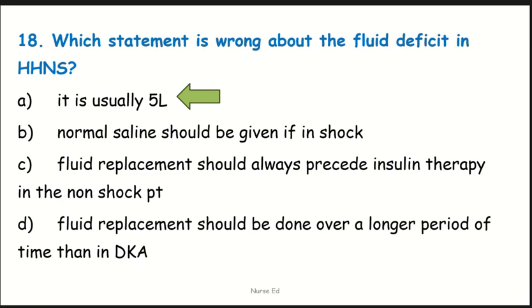Why? Because in diabetic ketoacidosis, the fluid deficit is generally around 6 liters, and in HHNS, the dehydration is more severe, which could be around 9 liters. So this 5 liters can be approximated to DKA fluid loss only. Dehydration in HHNS is much more profound, and sometimes the patient will be in severe shock.